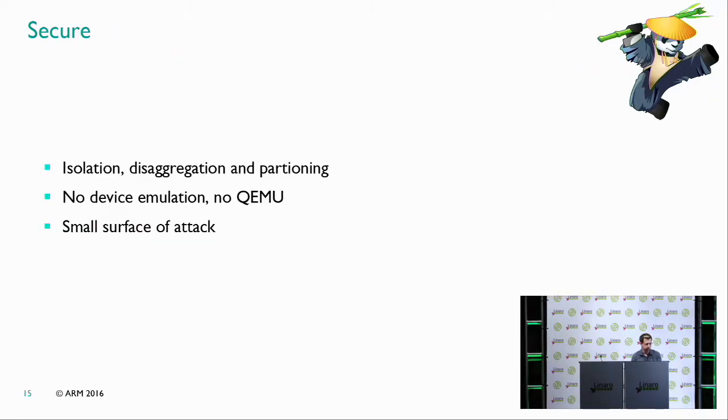That means 2 things. First, there is a small attack surface, so less code means fewer bugs and less possibility to exploit anything. Second, we don't have any device emulation, which means we don't have QEMU, which is also, I don't know the size of QEMU, but it's quite a lot of lines of code. And we are also able, as I said, to isolate and disaggregate the different domains to have specific drivers in specific domains, and also partition the CPU and the memory.